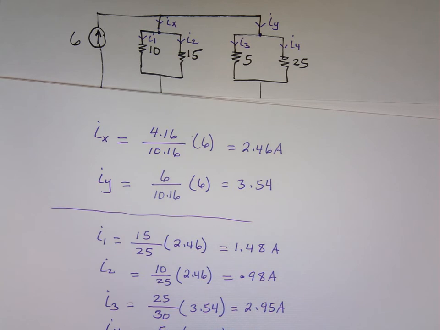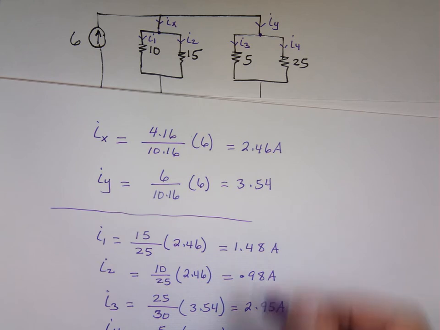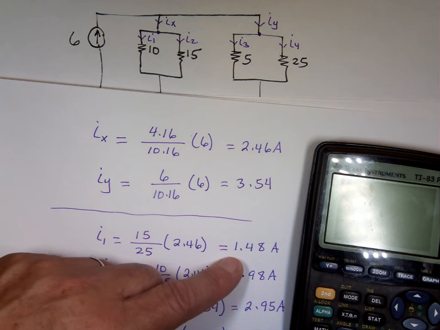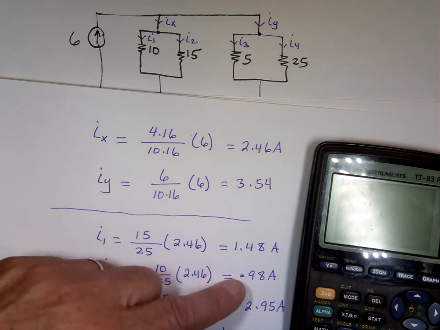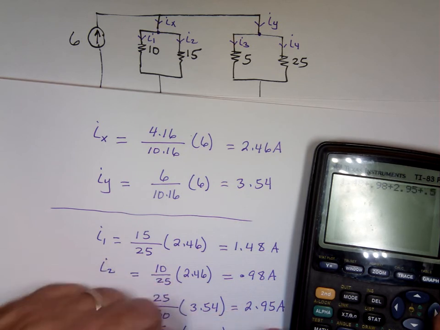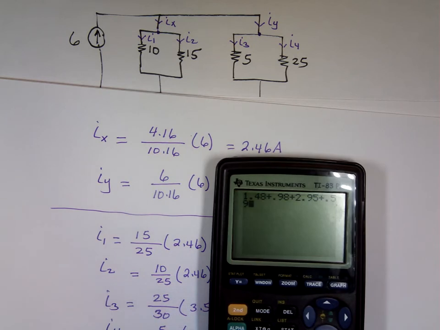Now, if we did the problem right, not counting rounding errors, if I add them all, they should add up to what? 6, whatever the source is. Let's see what that sum is. I might be off by 1/100th because of rounding errors. 1.48 plus 0.98 plus 2.95 plus 0.59. I'm going to hit enter, should be close to 6. 6 on the money. Sum of the current entering the node should equal sum of the current leaving that node.